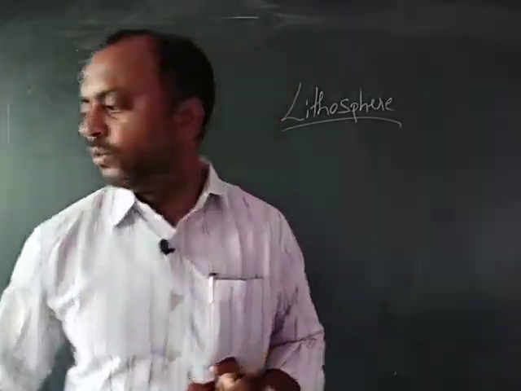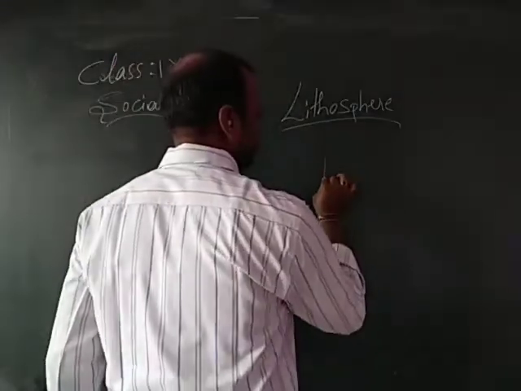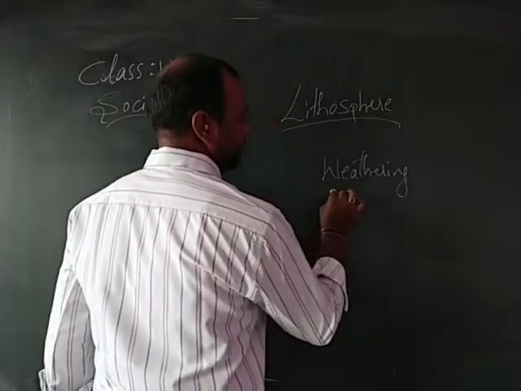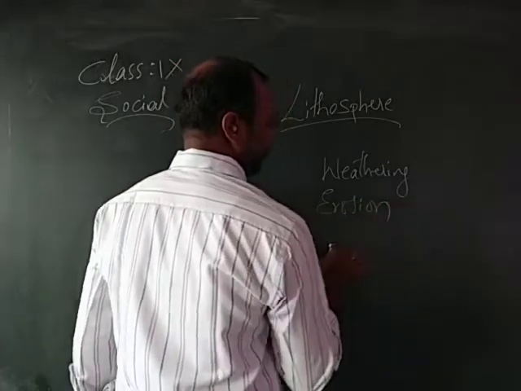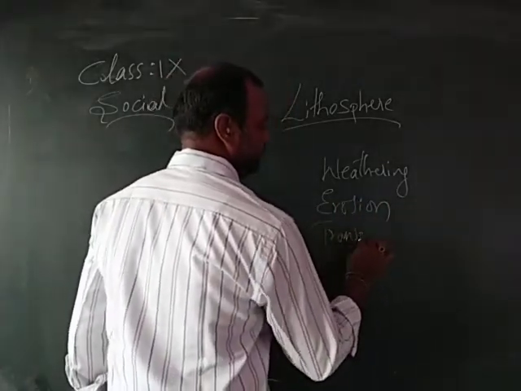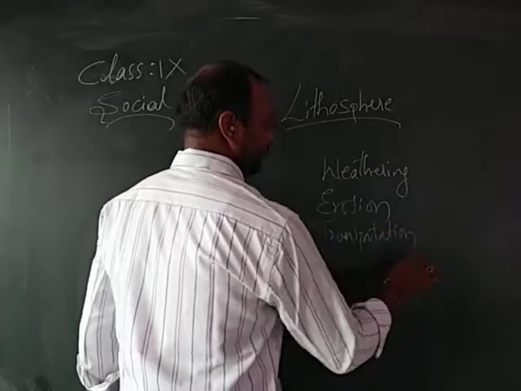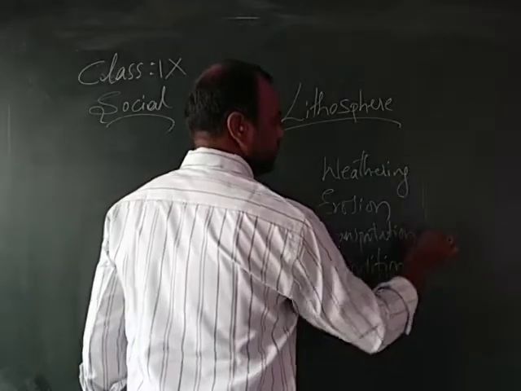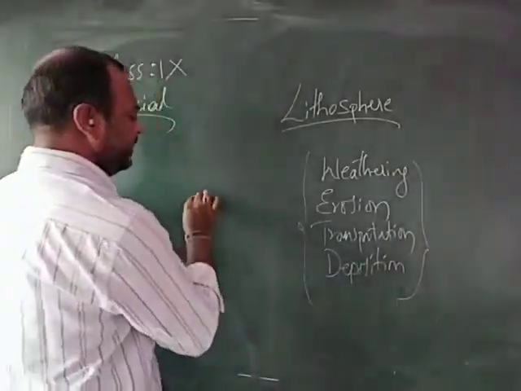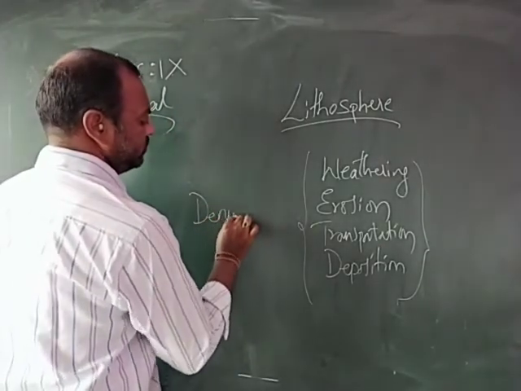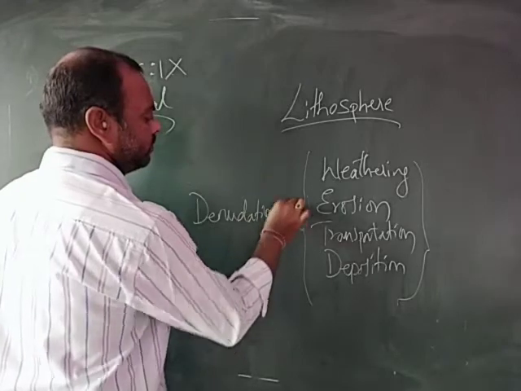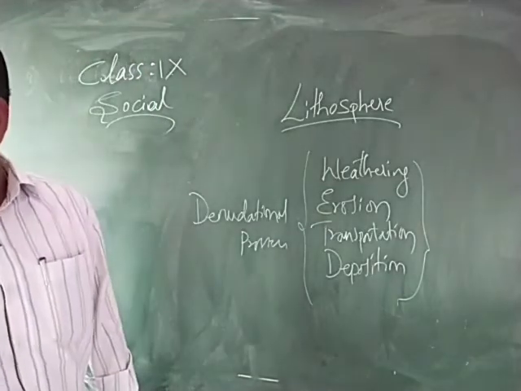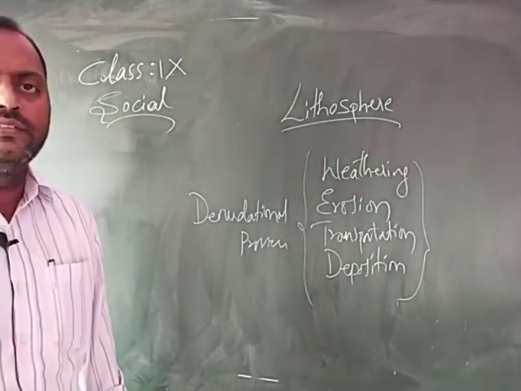These all 4 put together: the first one is weathering, second one is erosion, third one is transportation, and fourth one is deposition. These 4 put together, we call the denudational process. So this denudational process occurs continuously.